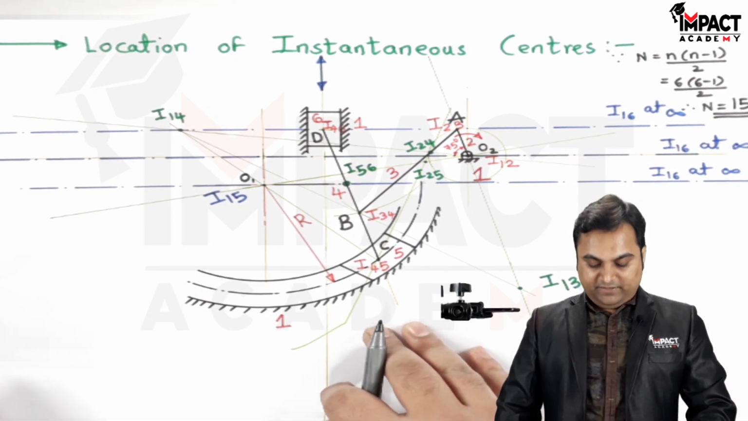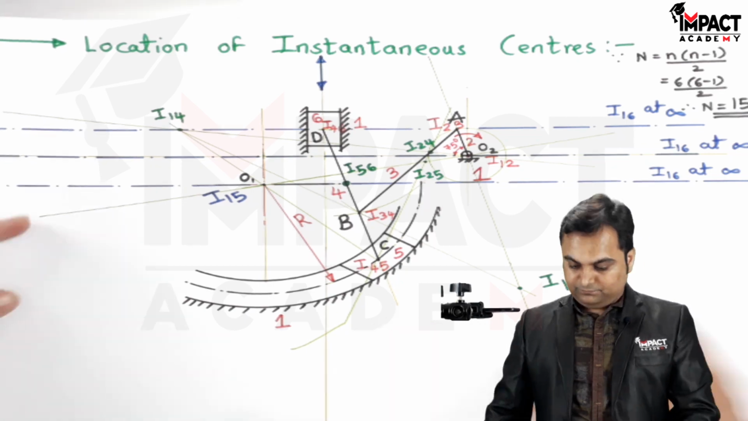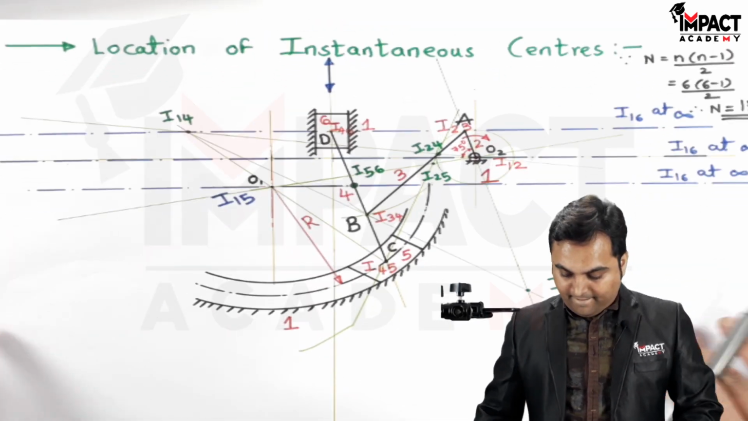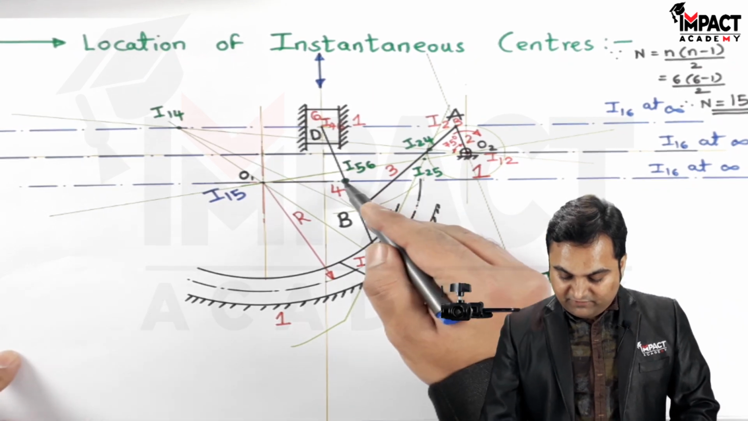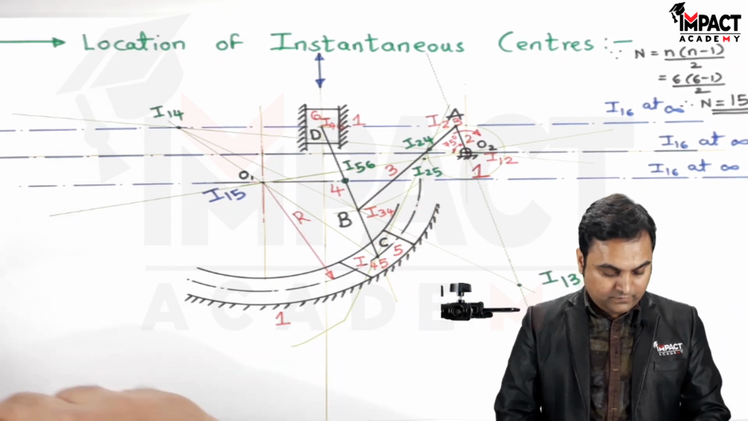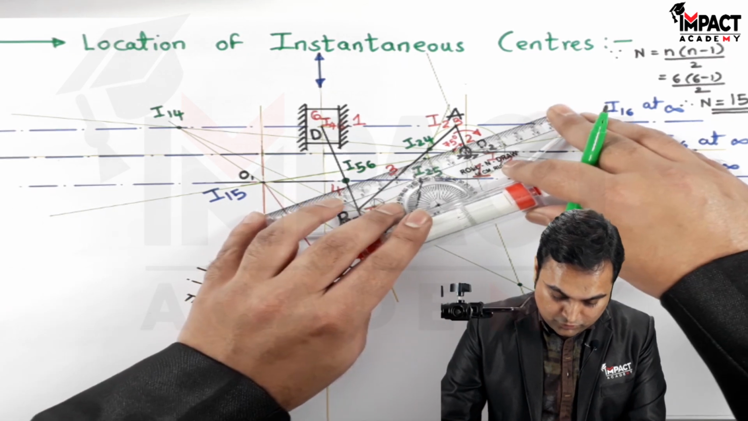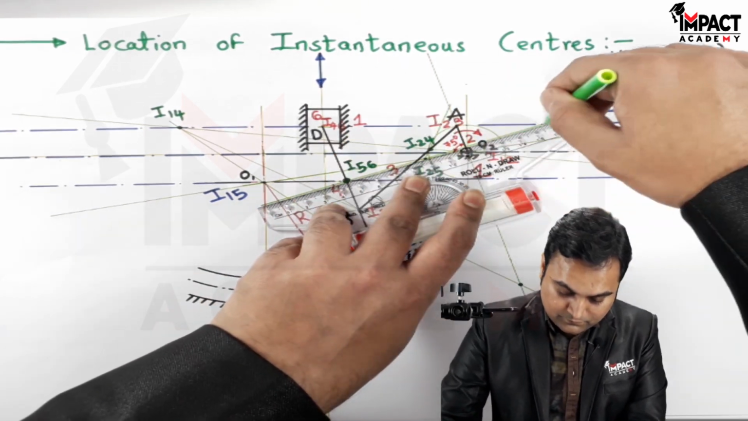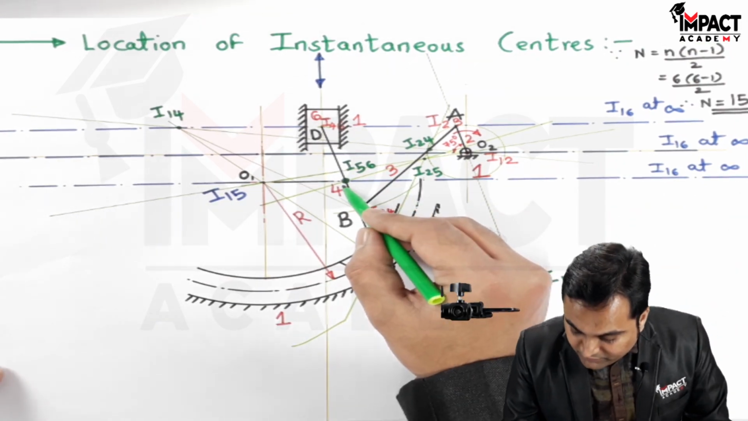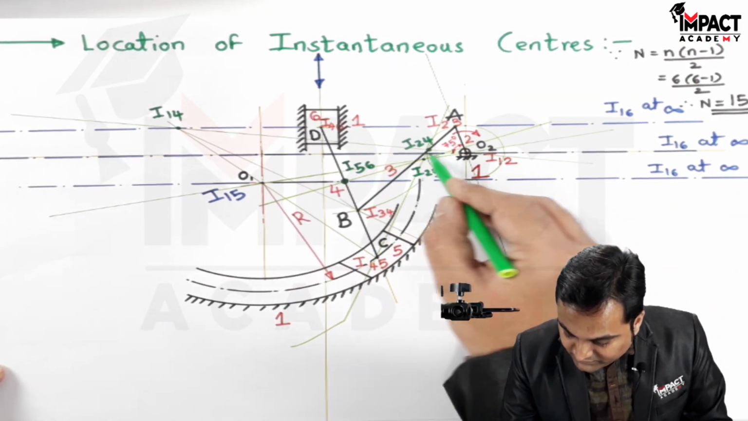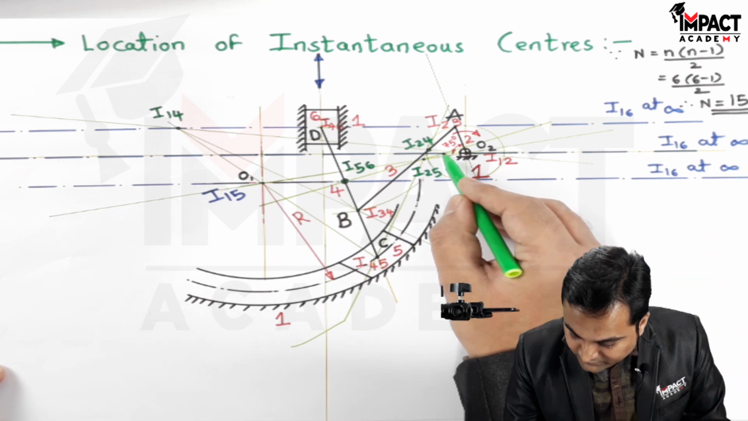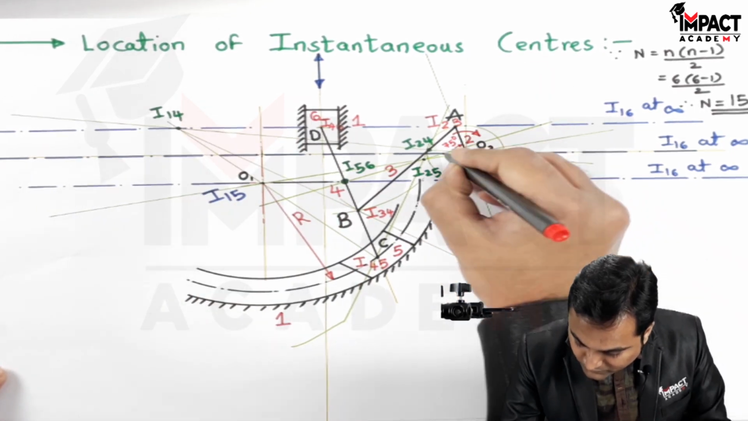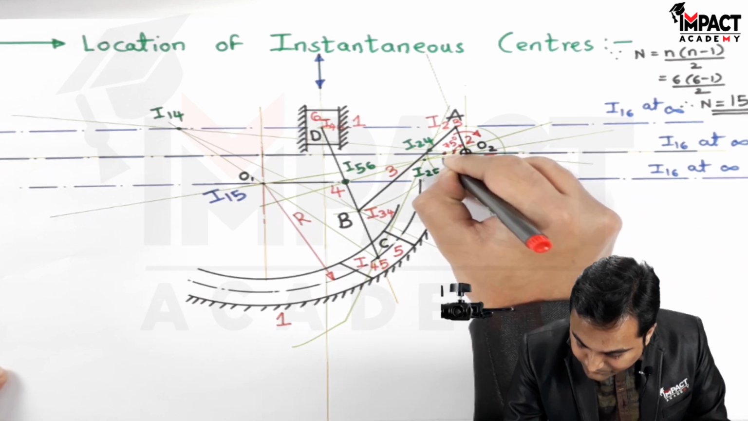Then the other set of lines will be from 5 6 and 2 5. So here we have 5 6, this is 2 5, joining with the help of a light line. Now where this 5 6 and 2 5 is cutting this line passing through 1 2 and 1 6, at this location I am getting I26 over here.